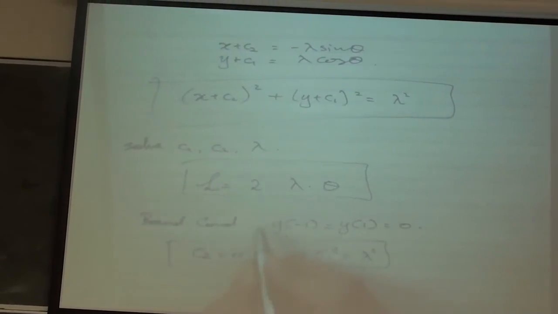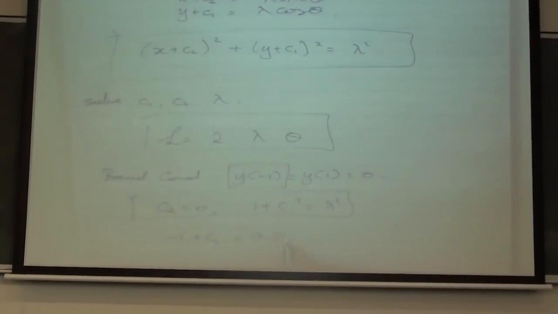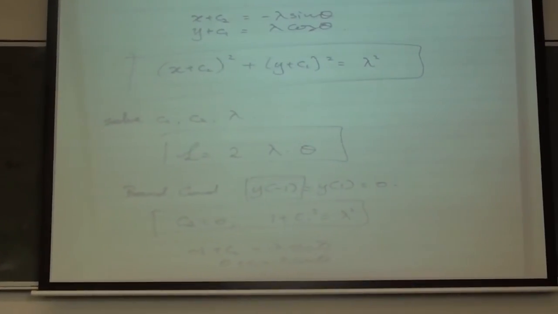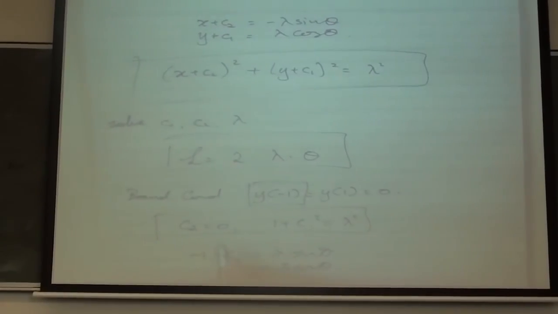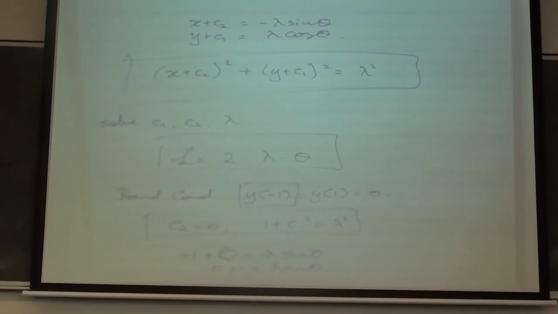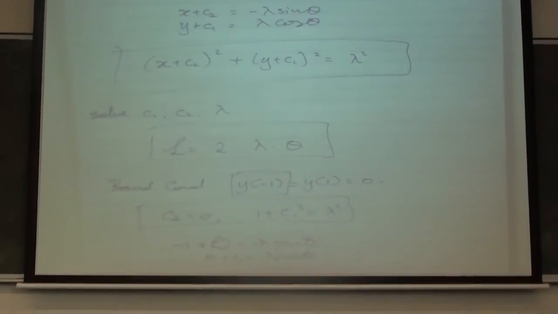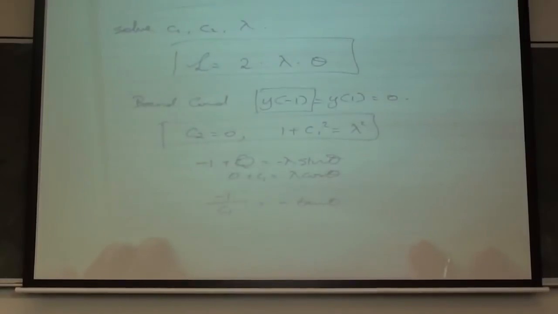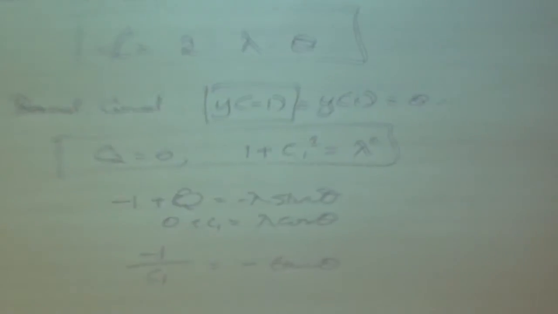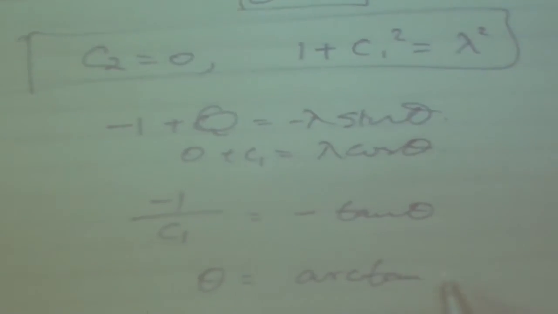Now, once we have that, we can substitute the boundary condition into these two parameterized equations. In particular, I'm going to use this one: minus 1 plus C2 equals minus lambda sin theta, and 0 plus C1 equals lambda cos theta. Of course, C2 is 0 as we calculated here. If we divide these two lines, you can see that minus 1 over C1 equals minus tan theta, as lambda cancels out. The negative signs cancel each other out, so we're simply left with theta equals the arctan of 1 over C1.